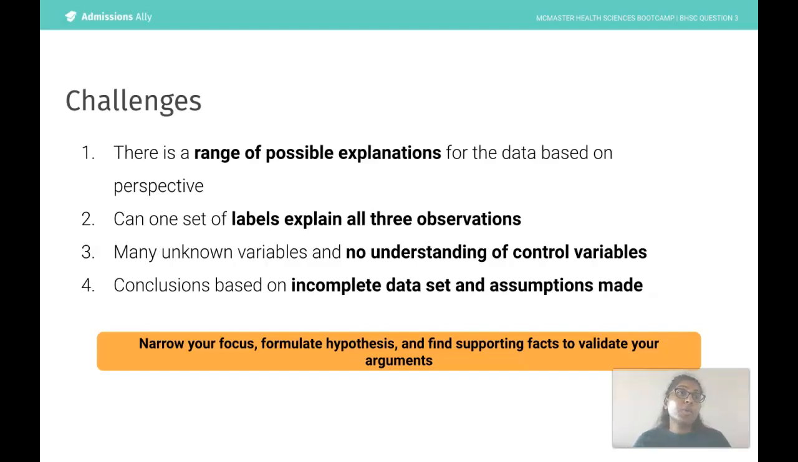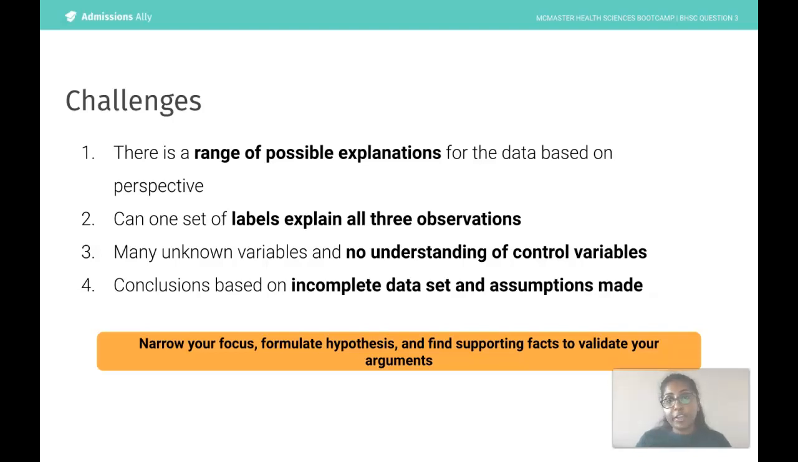There are quite a few challenges that come with a question like this. One is that there is a range of possible explanations for the data, and it's all based on your perspective. And can there be one set of labels to explain all three observations? That's something that you have to explore as you're building out your supporting arguments.